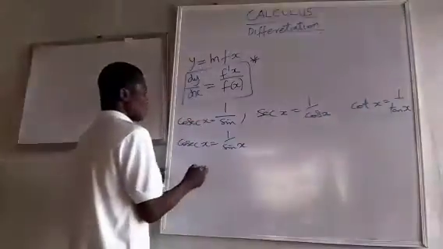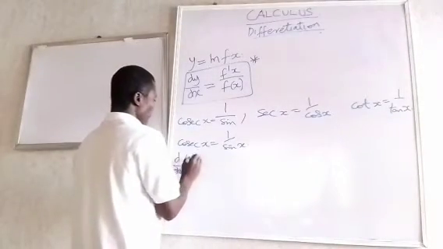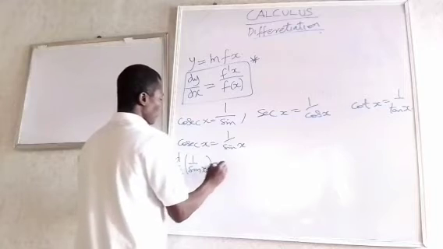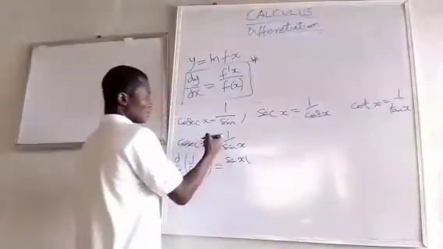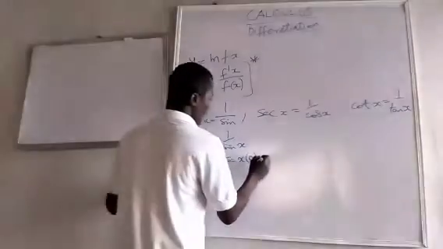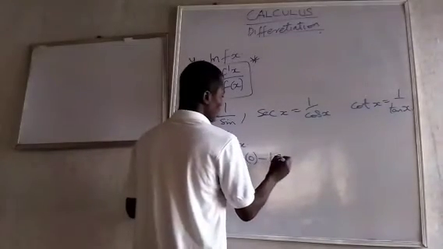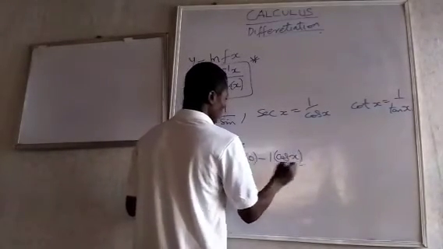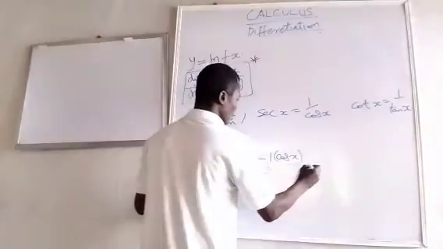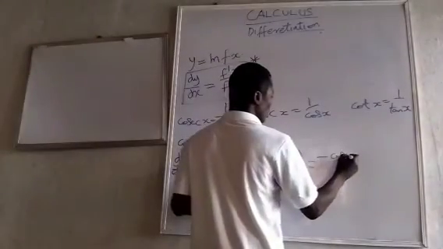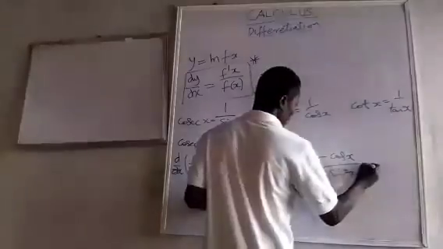And what would that be? So d/dx is equal to sin x times the differentiation of 1, which is 0, minus 1 times cos x, divided by sin square x, which is minus cos x over sin square x.